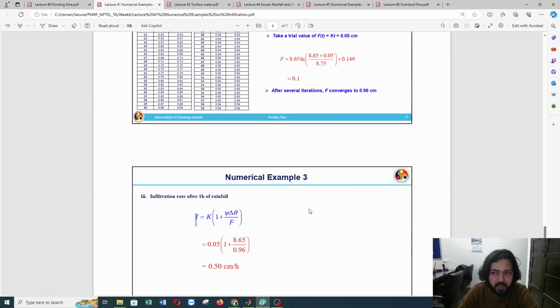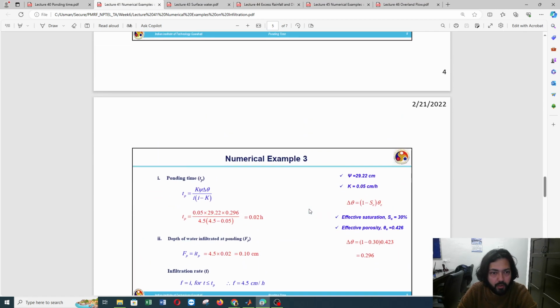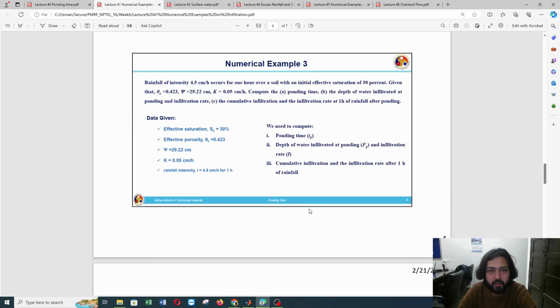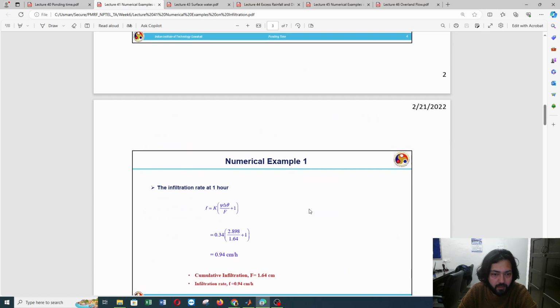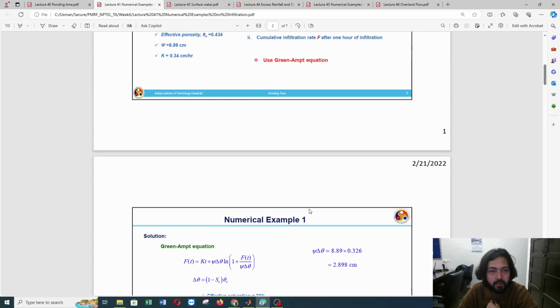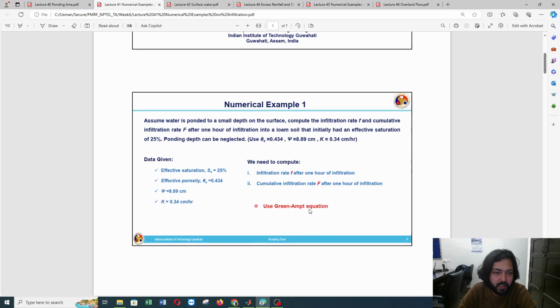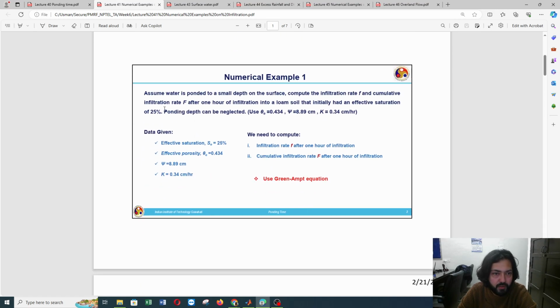So these two are the examples which can be used in order to solve numericals on ponding time. Now there is one more example here which is based on the Green-Ampt equation, right? In the previous class also we have used it. Here they are asking us to calculate ponding time. They are saying ponding depth can be neglected. And they are asking us to compute infiltration rate and cumulative infiltration after 1 hour of infiltration into soil that initially had an effective saturation of 0.50, right? So we are supposed to calculate infiltration rate and cumulative infiltration, capital F.